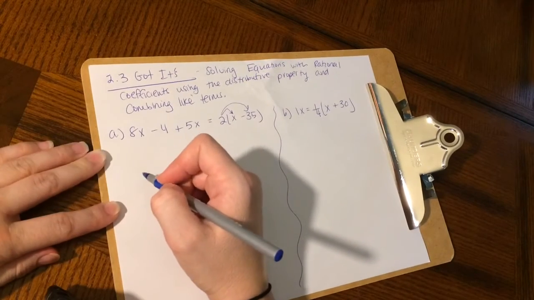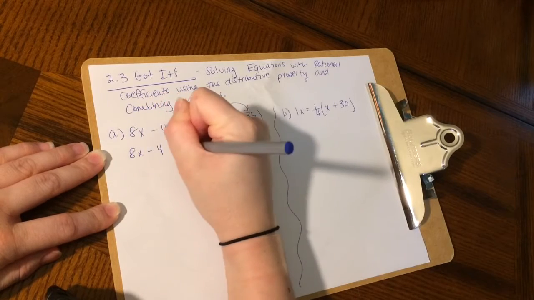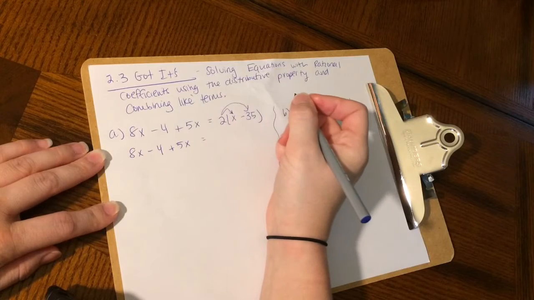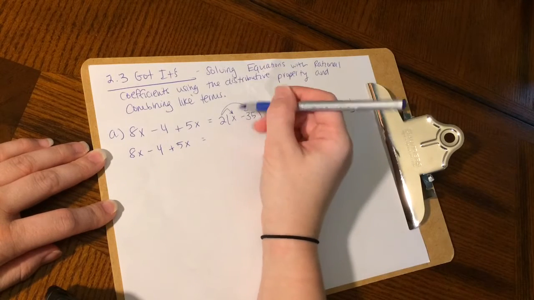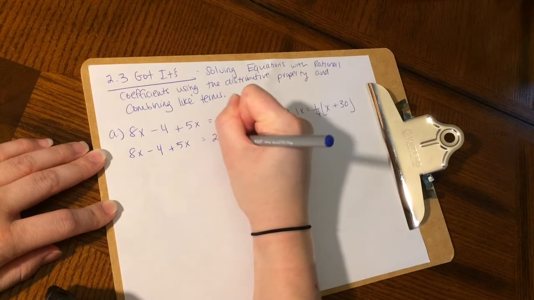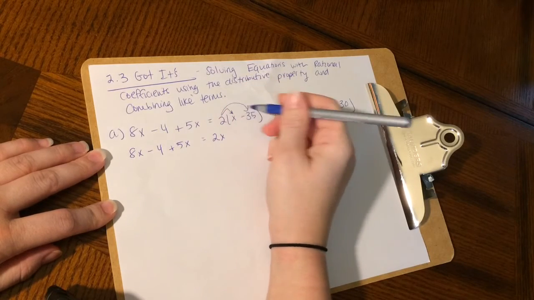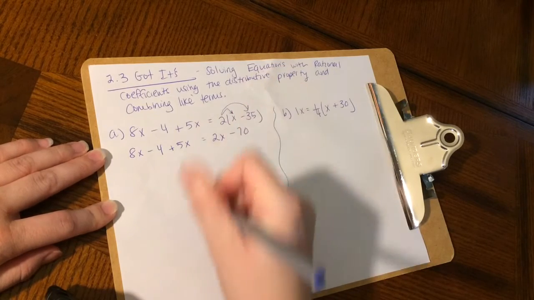So let me rewrite our equation here. 8x minus 4 plus 5x equals, now I'm going to distribute this 2, it's 2 times x, and then we have a 2 times a negative 35, which is negative 70.